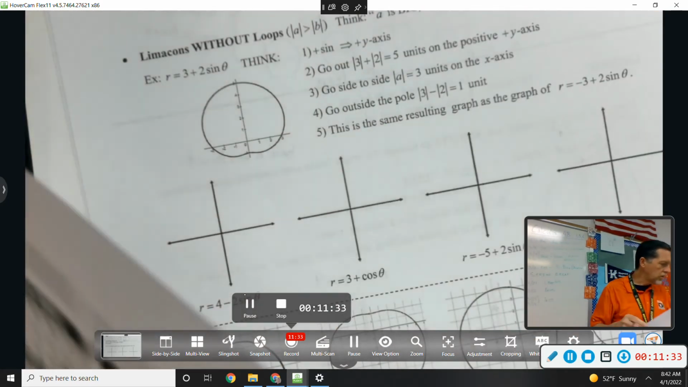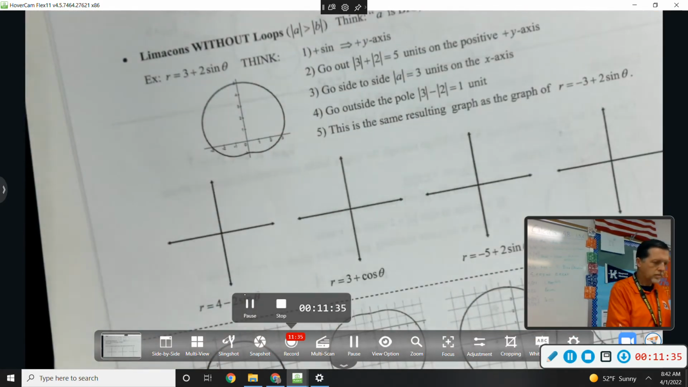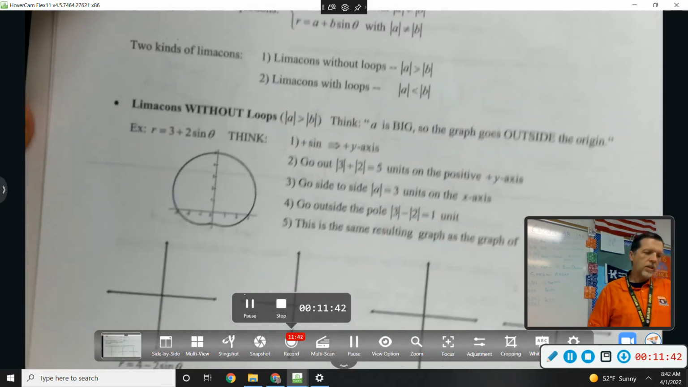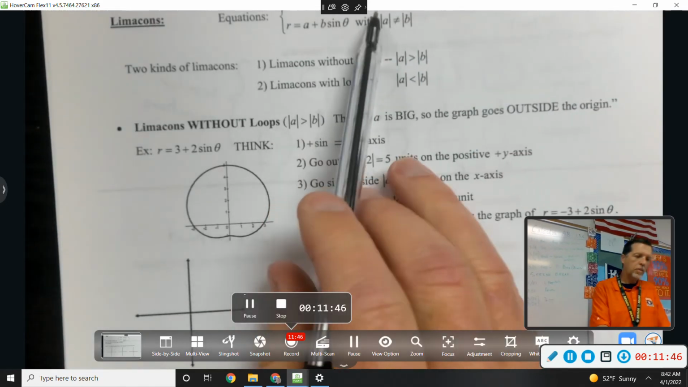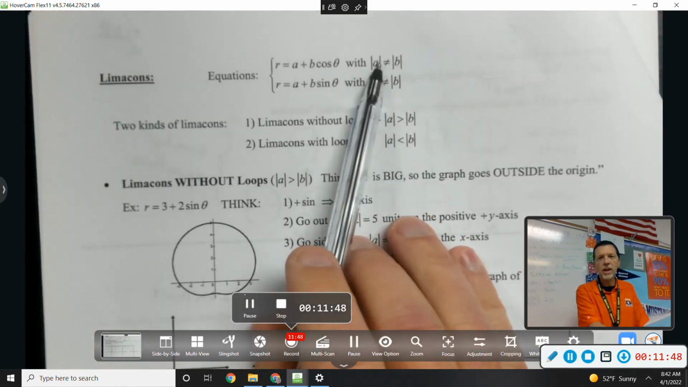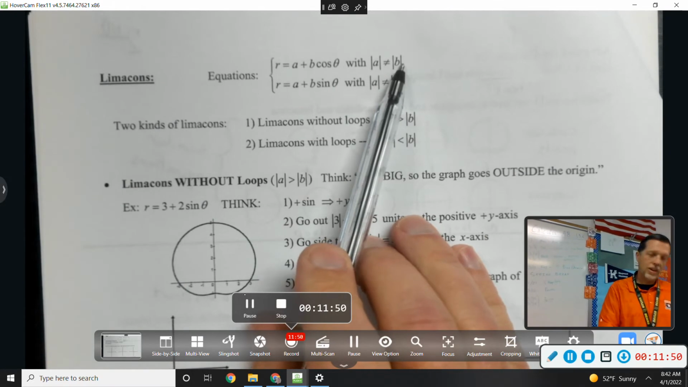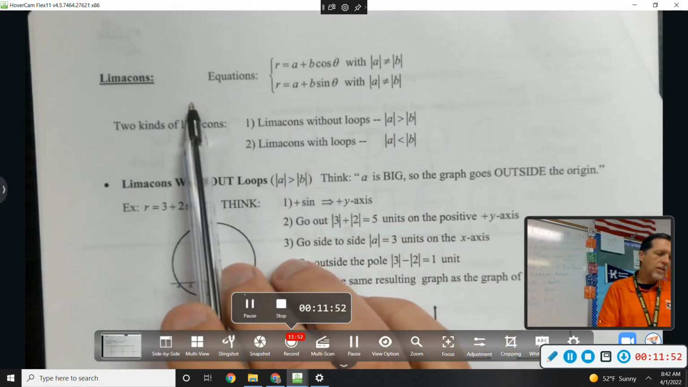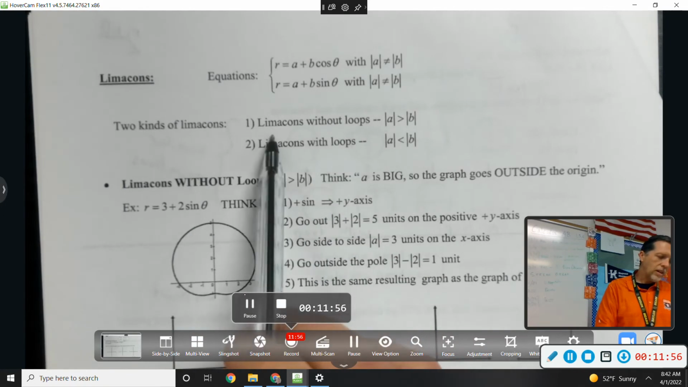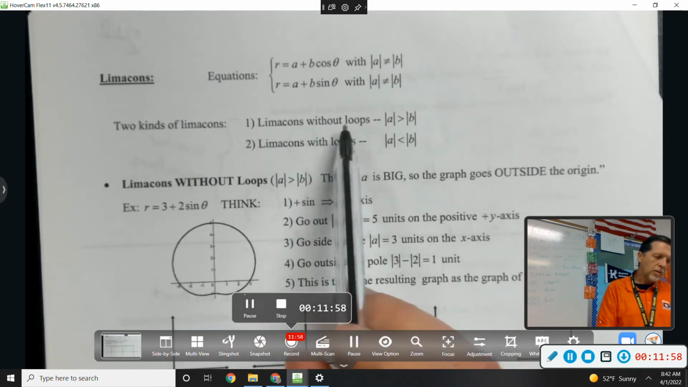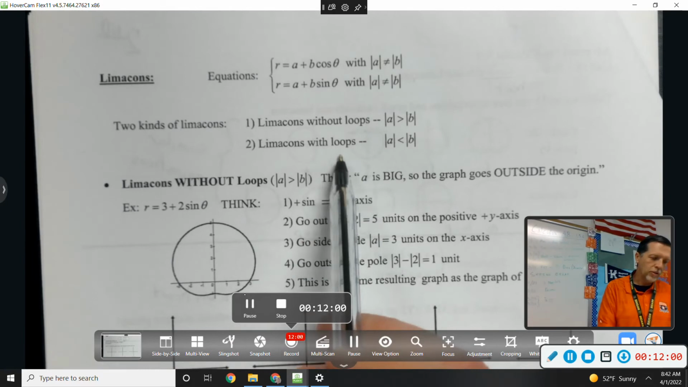All right, limacons. Okay, so the equation looks like a cardioid equation, except that A doesn't equal B. If A equals B, then you're back to a cardioid. If A and B aren't the same, then you have a limacon. Now, we already saw the picture. Some don't have loops, some do have loops.